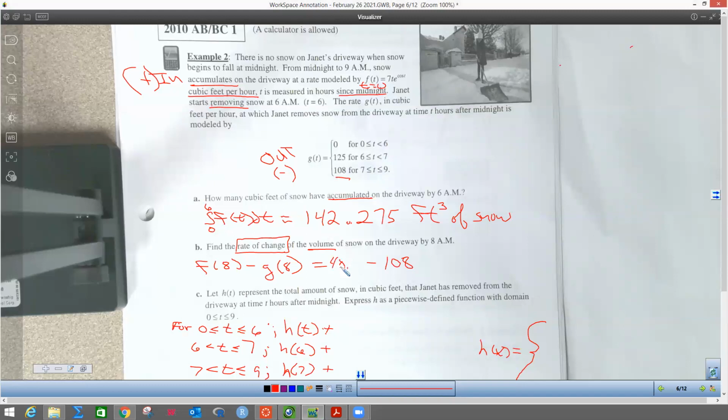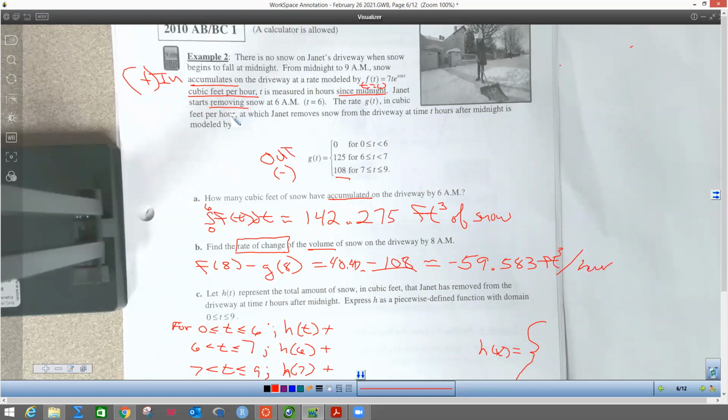48.417. I'm going to put 417... And then when I subtract those, I'm going to round it to 3 places. So it is approximately -59.583 cubic feet of snow per hour.